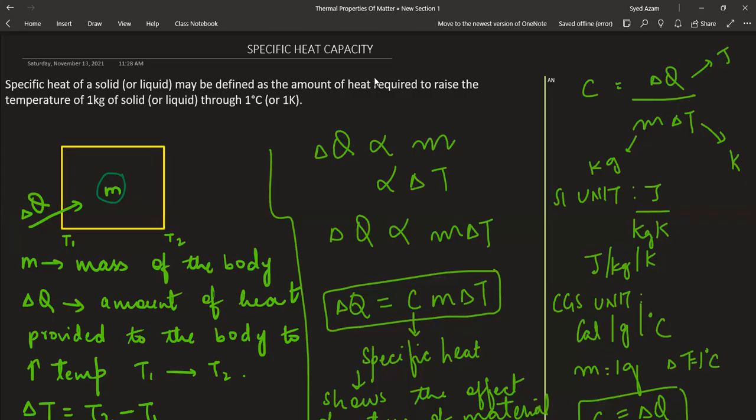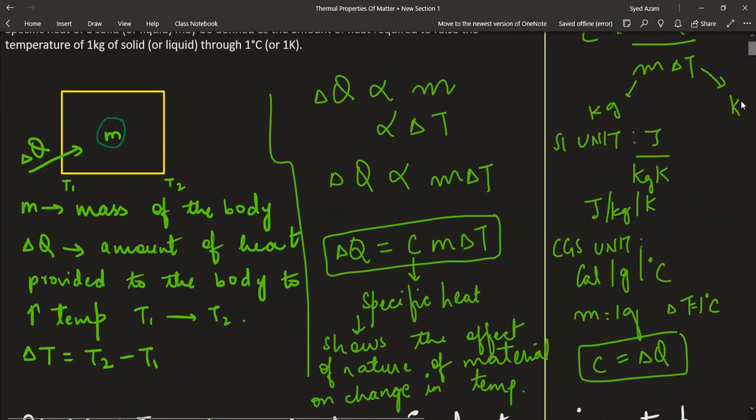Yes, ma'am. Take this screenshot of the specific heat capacity. Done, ma'am.